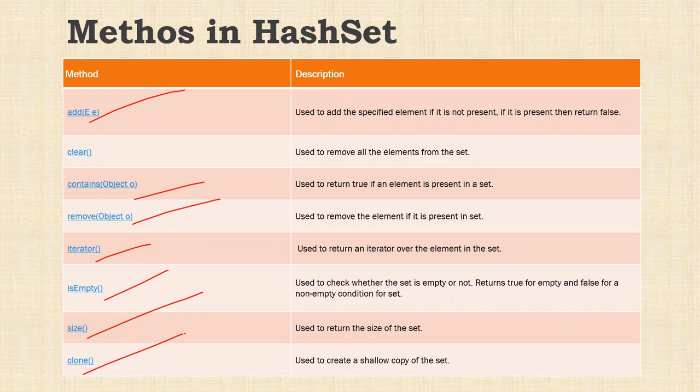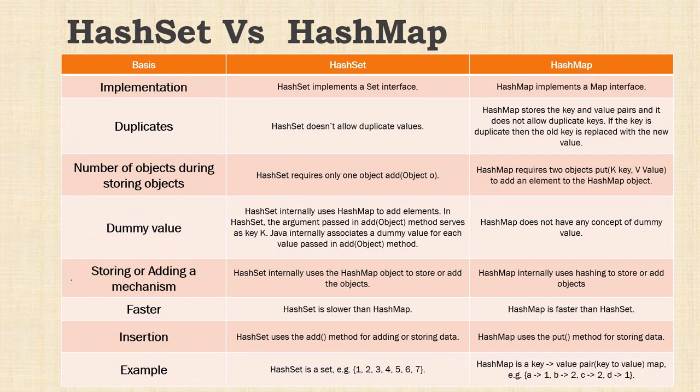So all the methods are available in HashSet. Just now we saw the HashSet class. So let's move to an important topic, which is the difference between HashSet and HashMap. It is very important according to the interview. So let's start one by one.